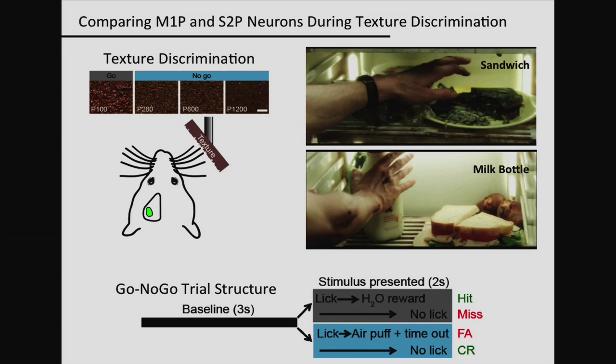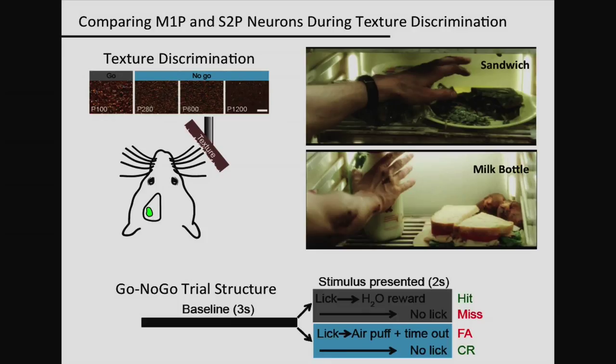Next slide. So what we did is to take mice and train them to two separate types of behavior. In this particular task, we have an animal trained to a texture discrimination task. This is kind of analogous to knowing the difference between the sandwich and the milk bottle by using fine tactile features to extract this information. And we have mice that are trained to discriminate between different grades of sandpaper that are presented to the animal, such that we have a P100 sandpaper, which is a very rough sandpaper, that's associated with a water reward.